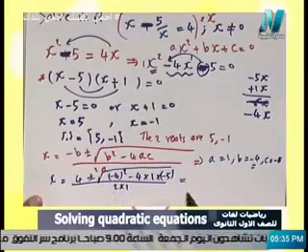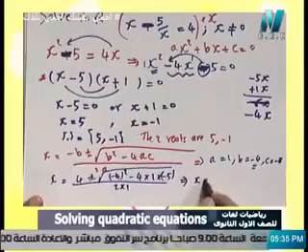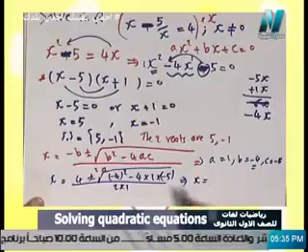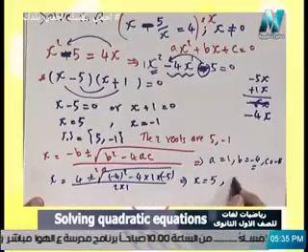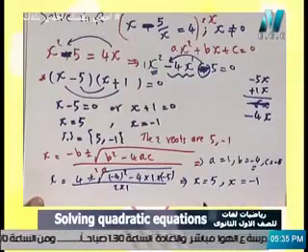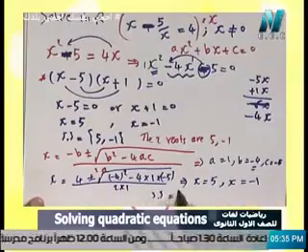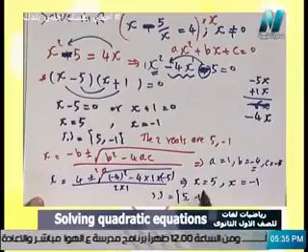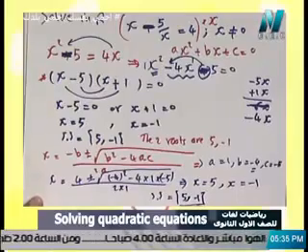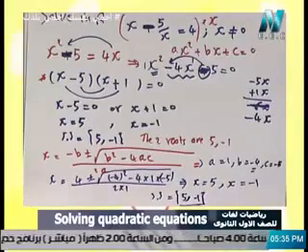So the x here by using plus will be 5, and by using minus x equals negative 1, and so the solution set here equals 5 and negative 1, or the two roots are 5 and negative 1.